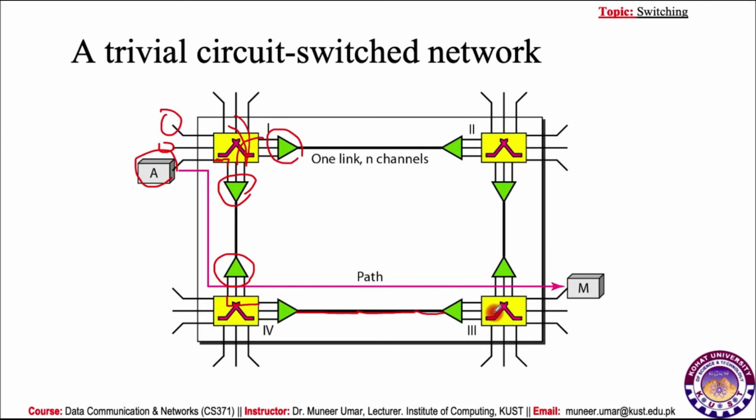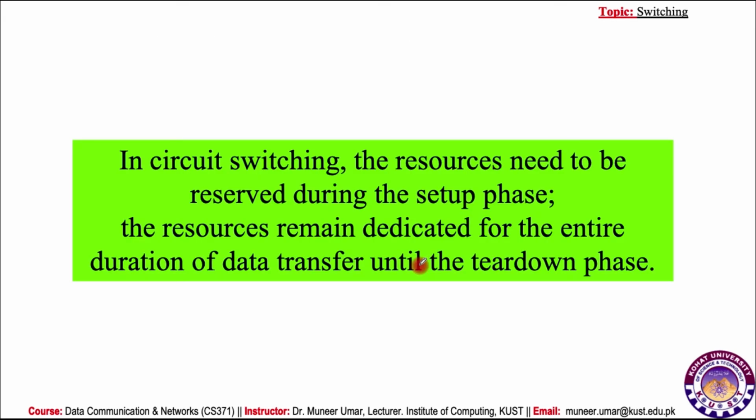The multiplexing technique can be TDM or FDM. So these are physical switches, and these switches are connected with physical links. Once this link is established, it would be a sort of physical or dedicated link between A and M. In circuit switching, the resources need to be reserved during the setup phase. The resources remain dedicated for the entire duration of data transfer until the teardown phase.